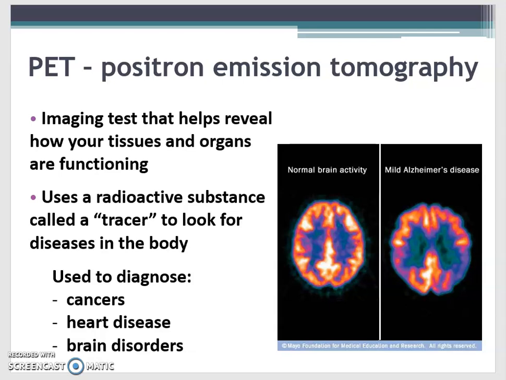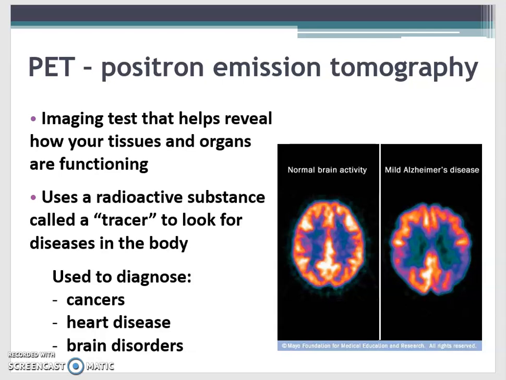Most contrast we use is not radioactive. However, in this type of study, it is. So we're actually giving the patient something that has radiation in it. It has a very short half-life. So it's like using regular contrast. The difference is it is, once again, radioactive. And so we take images based on that.